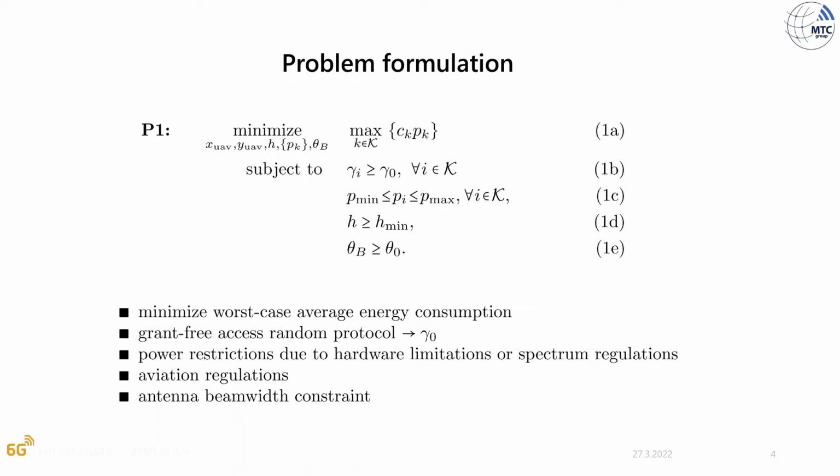We have four main constraints. The first one is regarding the success of the recovering algorithm at the UAV, so we have set up a target SINR. Here we're using a grant-free random access protocol, and the success of the recovering depends on these parameters. You have some power restrictions, which can be due to power limitation or spectrum regulation. We have some aviation regulations, and because we're also using a configurable antenna, we have some beamwidth constraints.